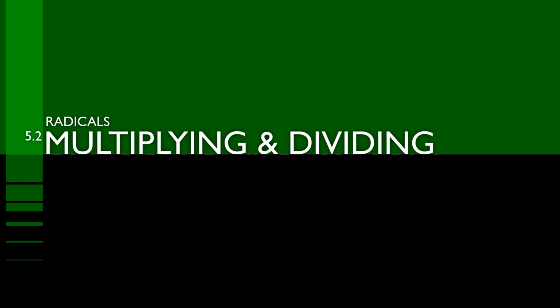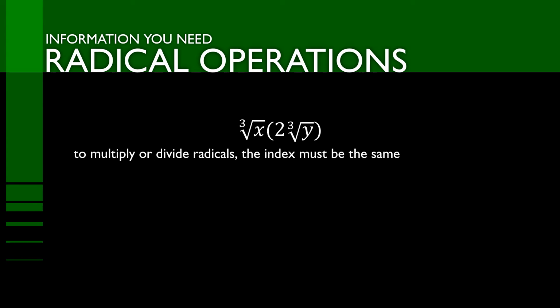In this next section, we're going to take a look at multiplying and dividing radicals. So before we get to the problems, a little bit of information you're going to need to know. For radical operations, in order to multiply or divide radicals, the index must be the same on both radicals.